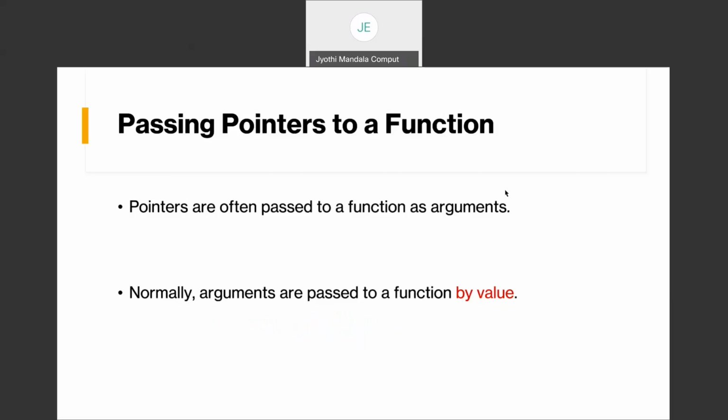The next thing is how pointers can be combined with functions. We already learned what a function is: a group of statements combined and given a name called a function name. Whenever you want to execute that block of statements, we simply call it by its function name. To that function, we can pass pointers as arguments.